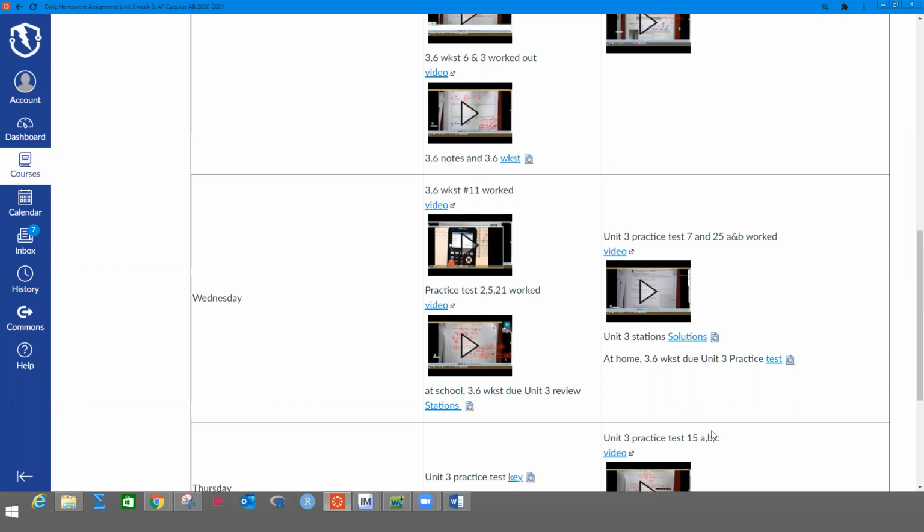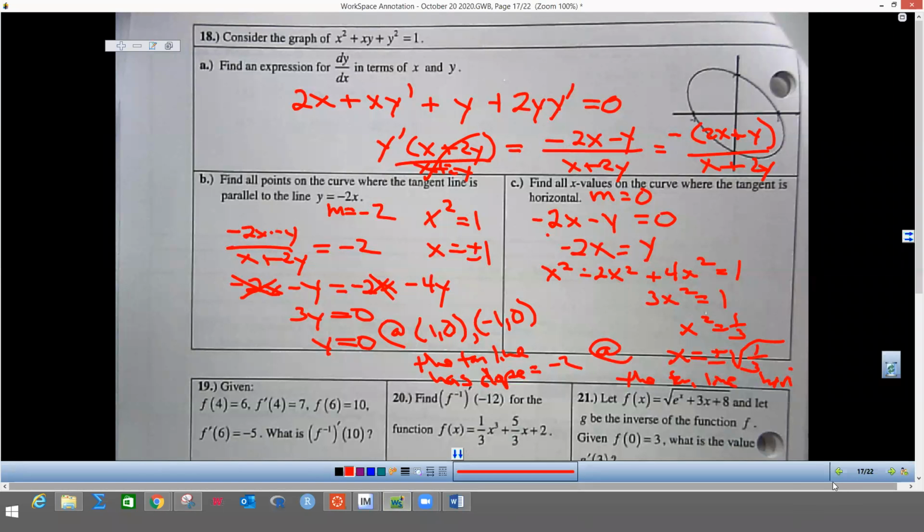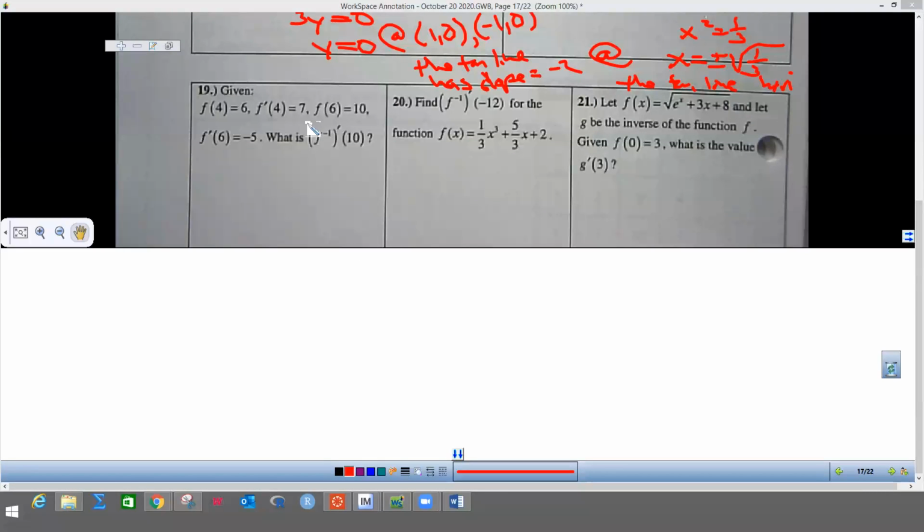So let's look at 19. I have not done 19 yet, so I'm going to do 19 for you. Okay, let's find it. There's 19 down here at the bottom. So we're going to do this number 19. It says, given that f of 4 is 6, f prime of 4 is 7, f of 6 is 10, and f prime of 6 is -5, we want to find the derivative of the inverse. Derivative of the inverse. Well, the derivative of the inverse, I'm going to use method 3 because that's my favorite. Method 2, you might be able to figure it out from method 2, but I'm not sure.